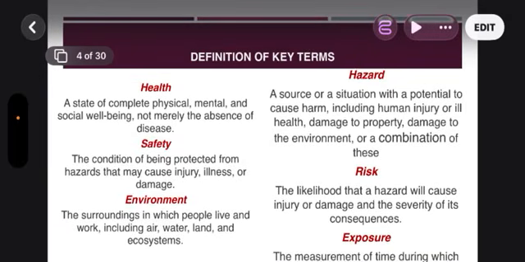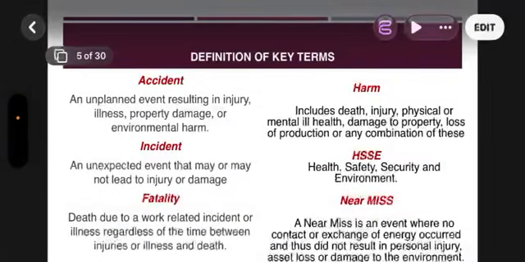Exposure by itself is the measurement of time during which one was open to a particular hazard. We look at the word accident.